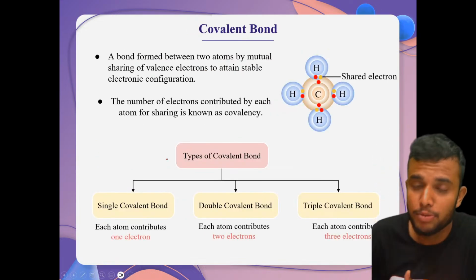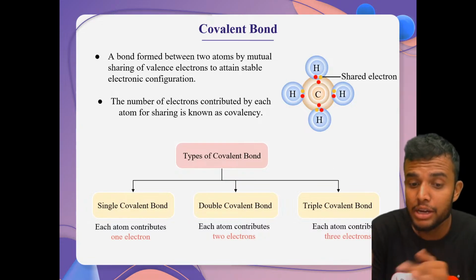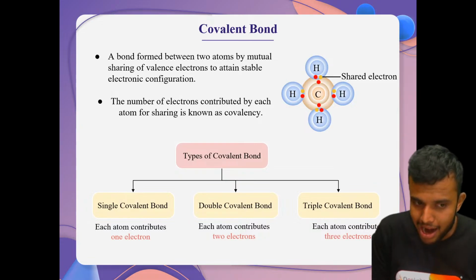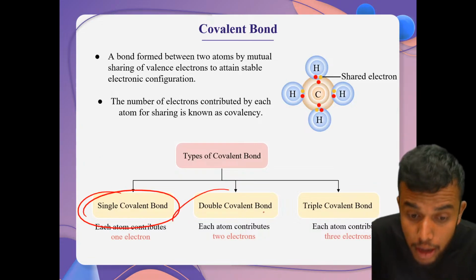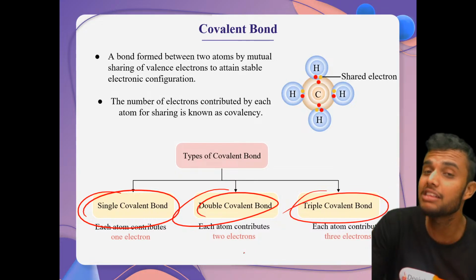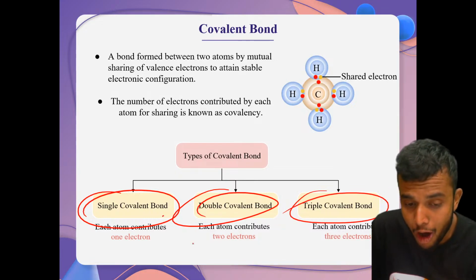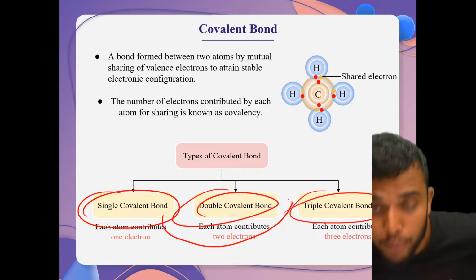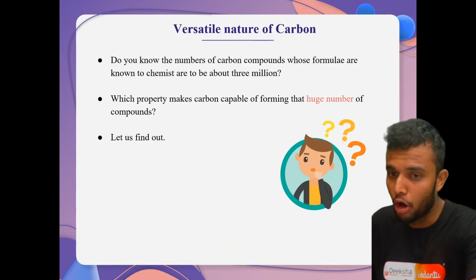Next, moving to the types: covalent bonds are classified into 3 types. The first is the single covalent bond, then the double covalent bond, and the triple covalent bond. Imagine, students, carbon can form all 3 covalent bonds.